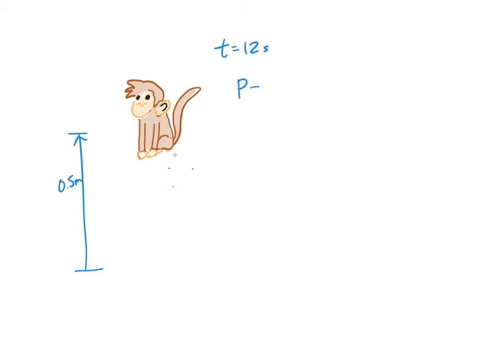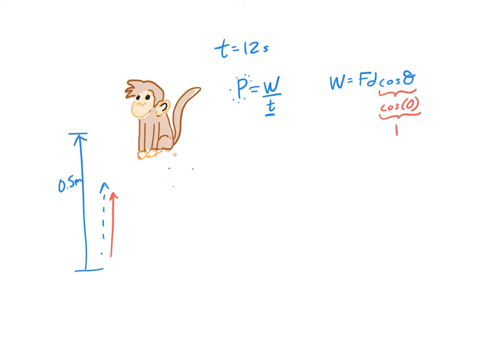So you start at power is equal to work divided by time. We want to know the power. We do know the time. We do not know the work. Let's figure this out. Work is equal to F D cosine of the angle between us. The monkey is going up, and the force that's pushing the monkey is also going up. So the angle between these would be cosine of 0, and cosine of 0 is positive 1.